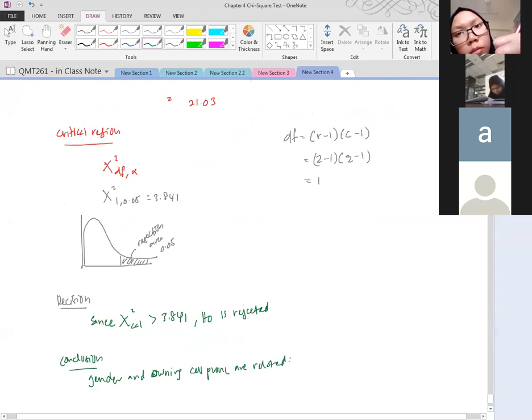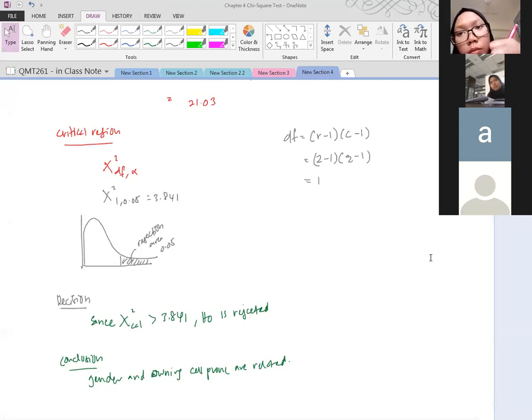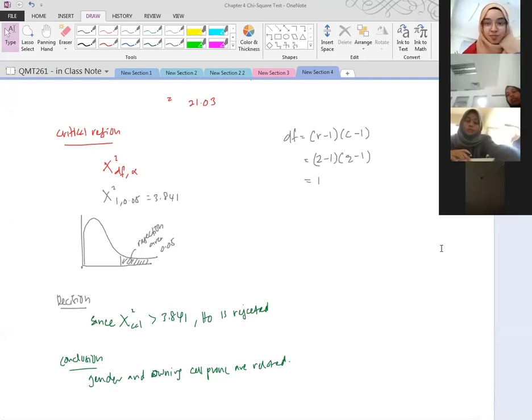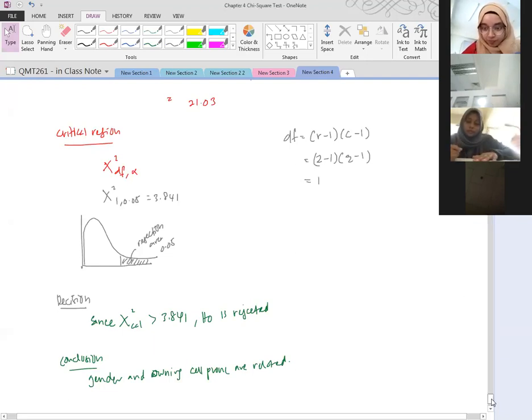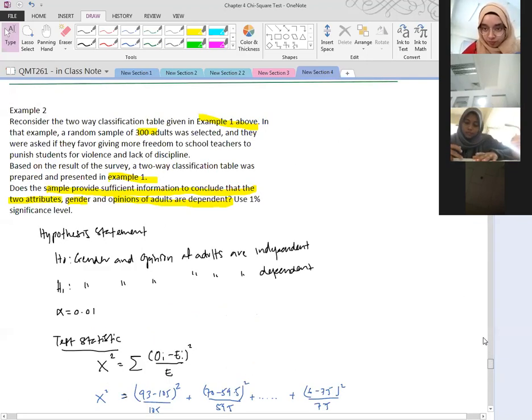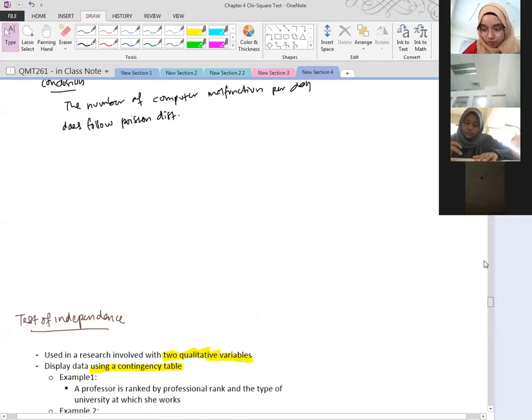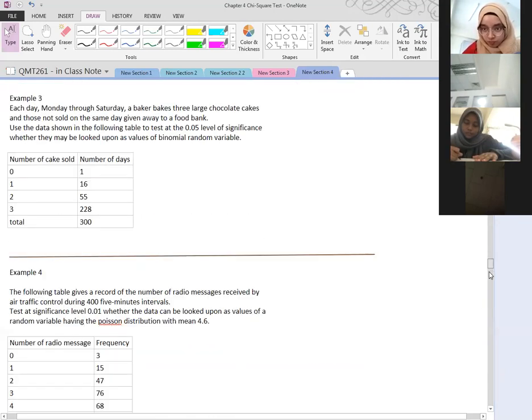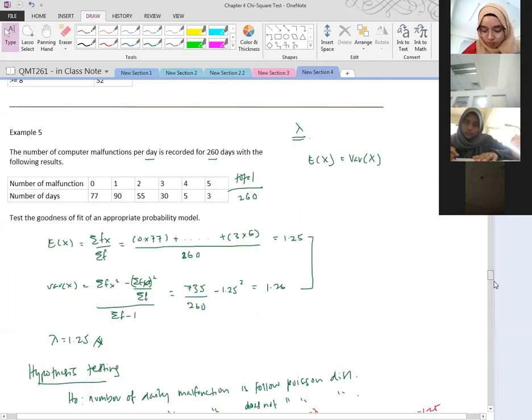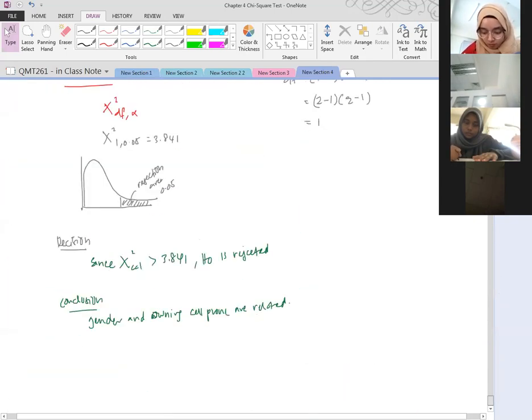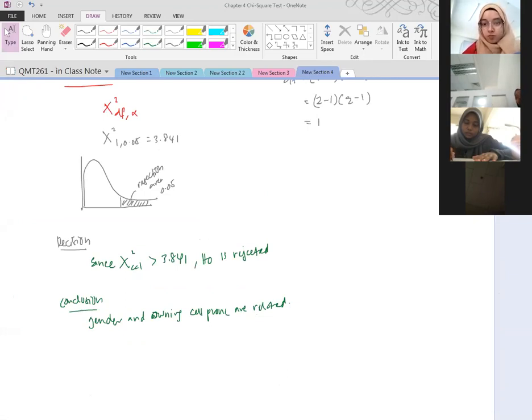So by then, I think it concludes chapter number 4 and concludes our syllabus in QMT 261. And remember, you have an assignment to do. The examples that I left to you just now, example number 2, 3, 4, just three questions that you need to do as your assignment, for your understanding. So do you have any questions so far?